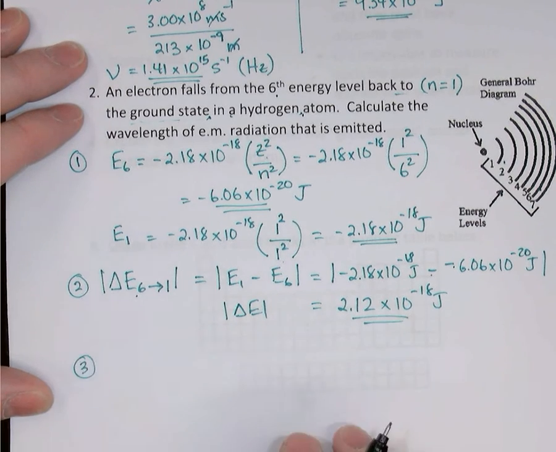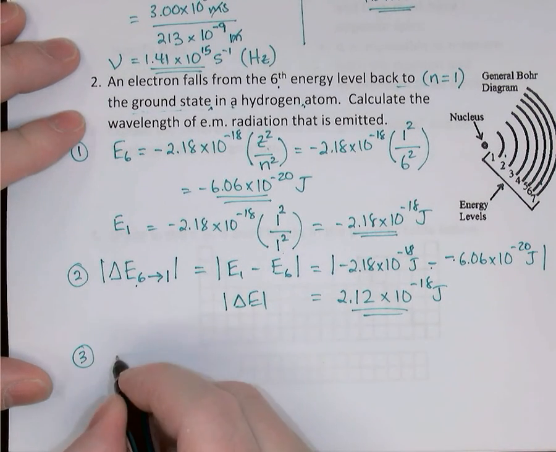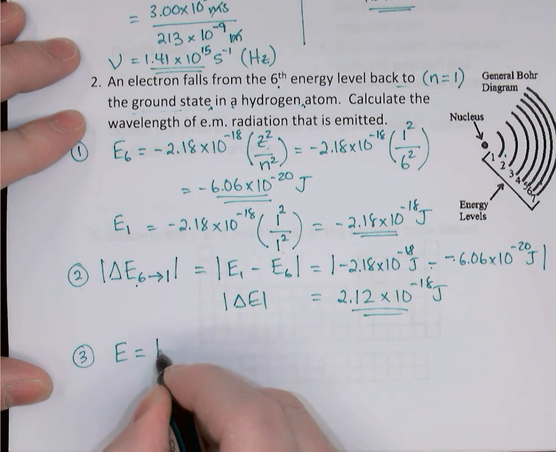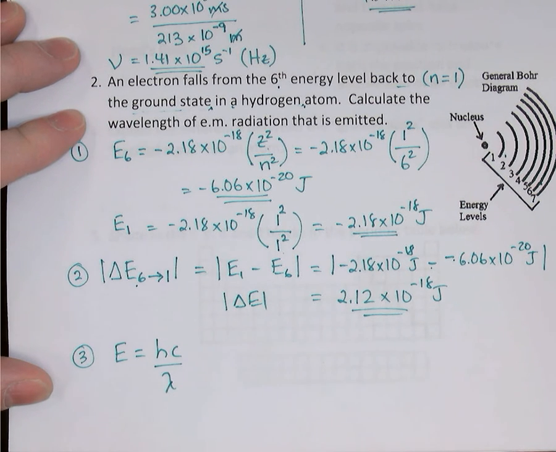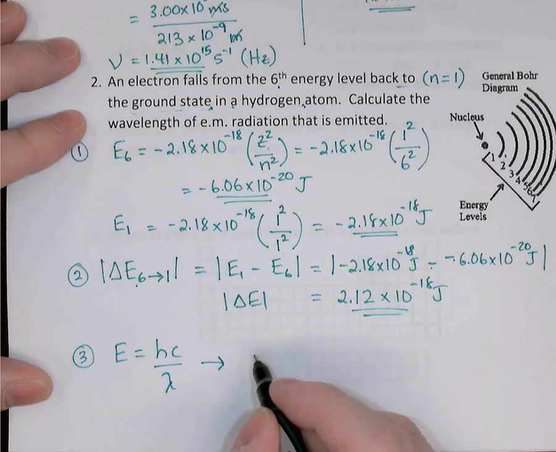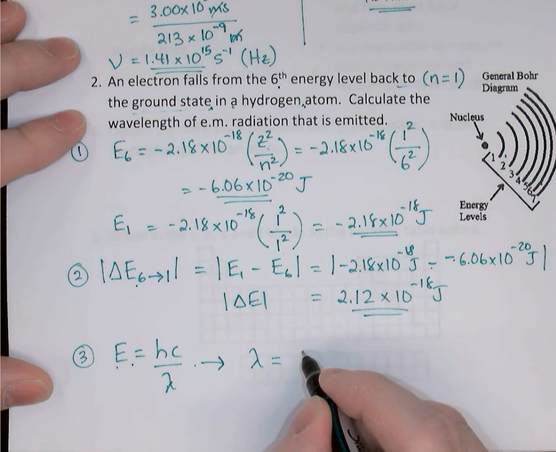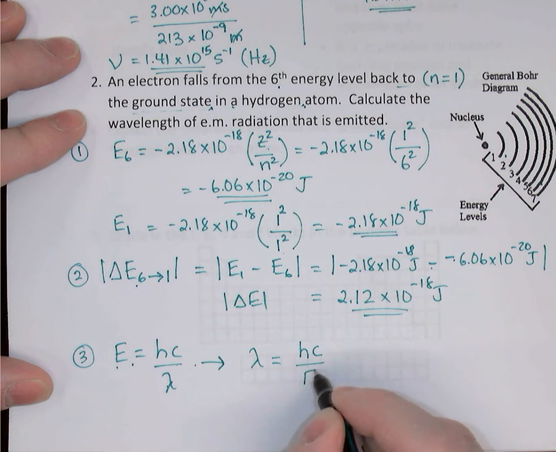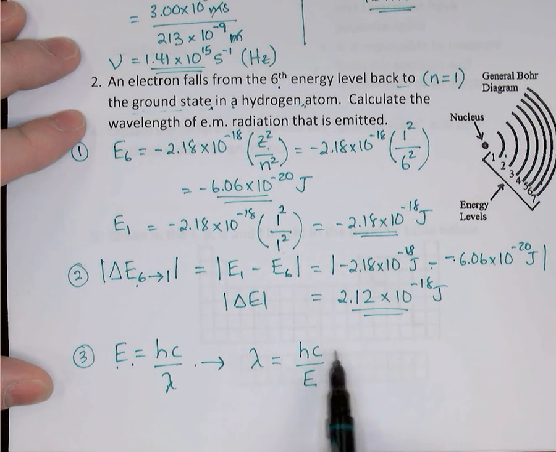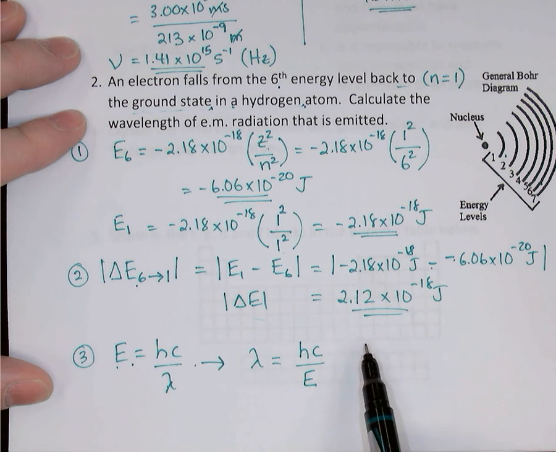The third and final step is to use Planck's energy equation. His equation said E equals hc divided by lambda. I'm using this form of his equation because we're going to find the wavelength. Let's rearrange the equation: if you multiply both sides by lambda, you'd get E times lambda equals hc, and then to get lambda by itself, you'd divide both sides by E. So lambda will equal hc divided by E. And this E is going to be our delta E from the previous step.